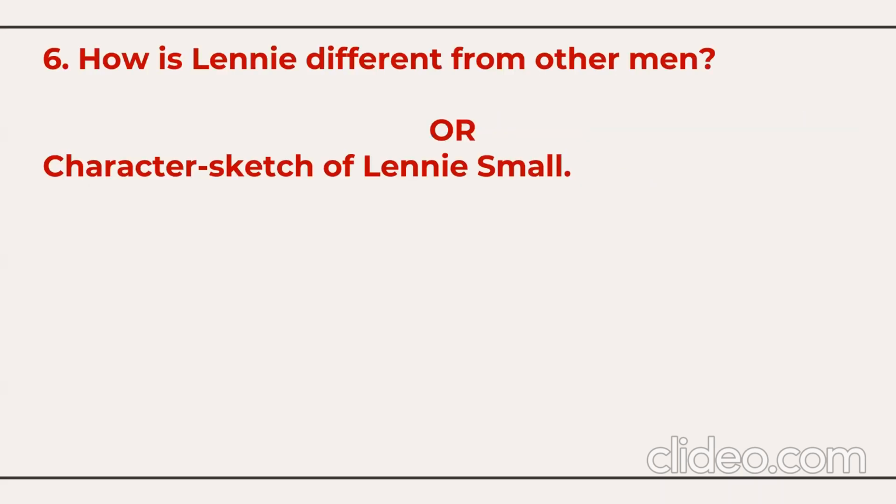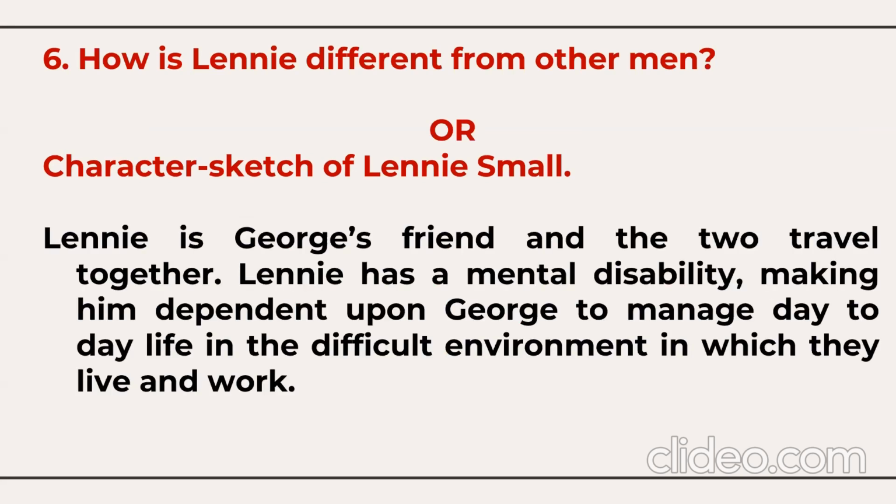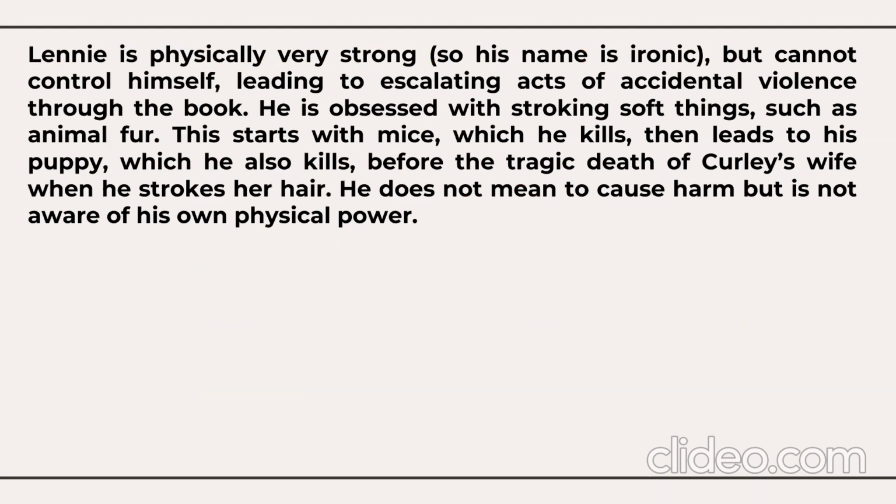Now we have the sixth question. How is Lenny different from other men? Or we can say, draft a character sketch of Lenny Small. That's his full name. Lenny is George's friend and the two travel together. Lenny has a mental disability, making him dependent upon George to manage day-to-day life in the difficult environment in which they live and work. Lenny is physically very strong, but cannot control himself, leading to escalating acts of accidental violence through the book.